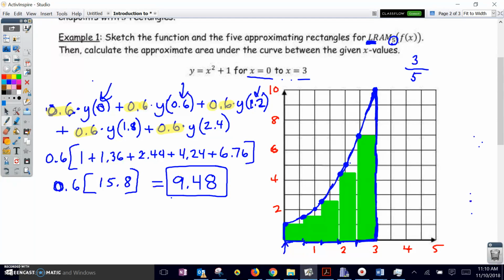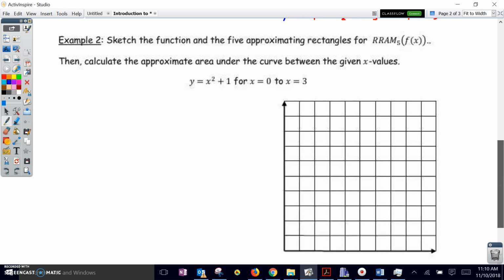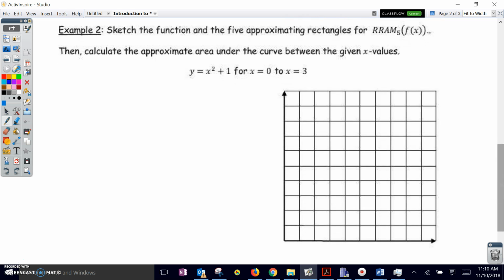Okay? And we know that this approximation is an under-approximation because we can see in this picture all of this unaccounted for space by these rectangles. Alright? Let's go down and we'll look at example 2 where we're using the same curve, only now we're using RRAM instead of LRAM.